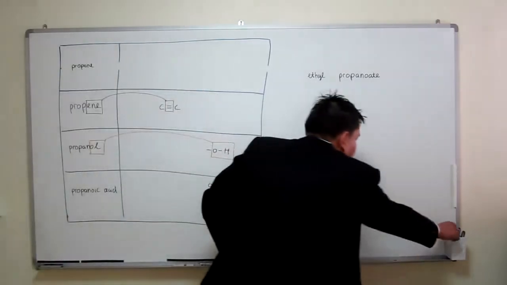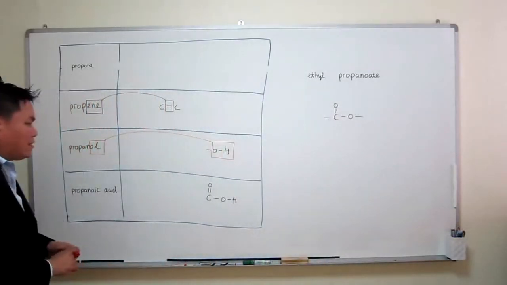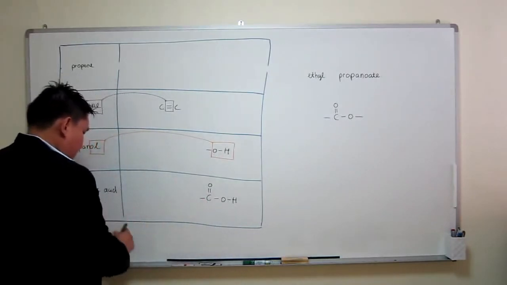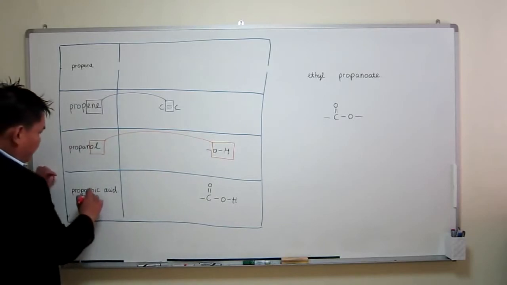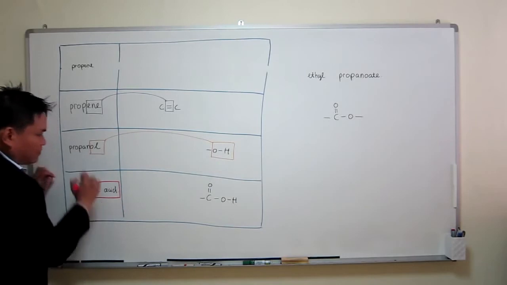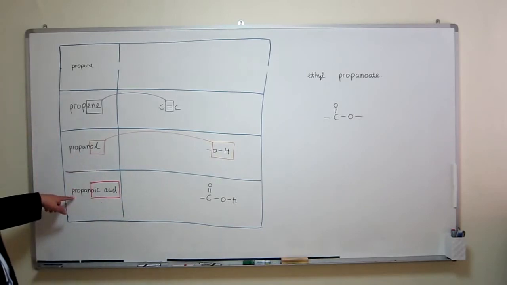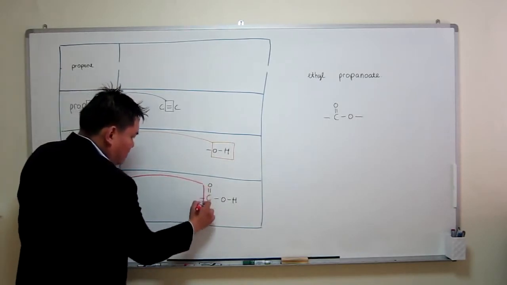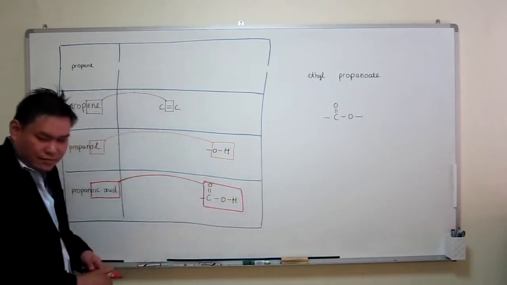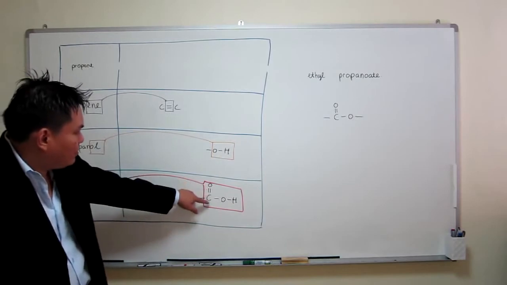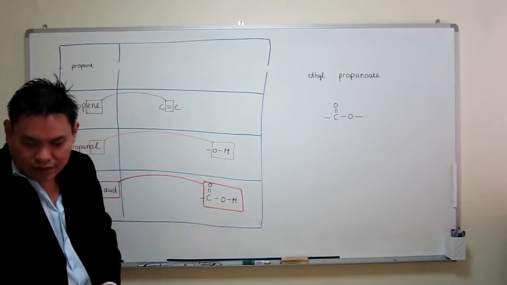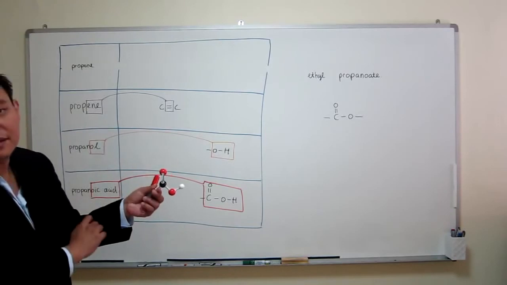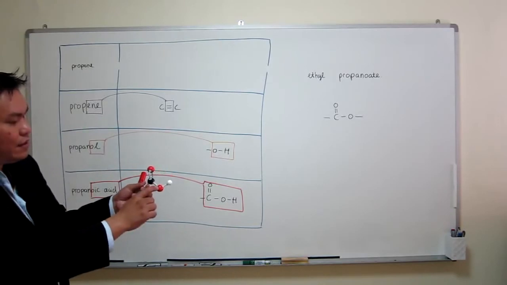Another type of functional group is called carboxylic acid. You can recognize it from the name; it contains oic acid. In this case, we are going to do the structure of propanoic acid. It contains this functional group called COOH. Carbon double bond with O, single bond with O, and O connected with H. It looks like this. Carbon connected double bond with O and single bond with O and H.